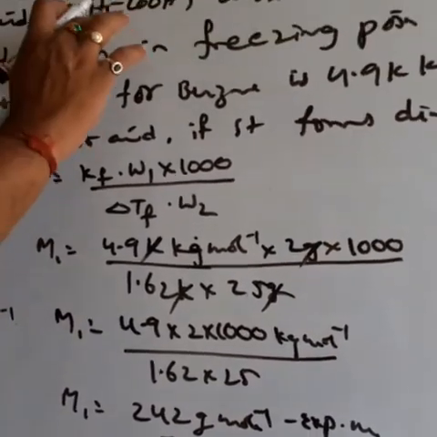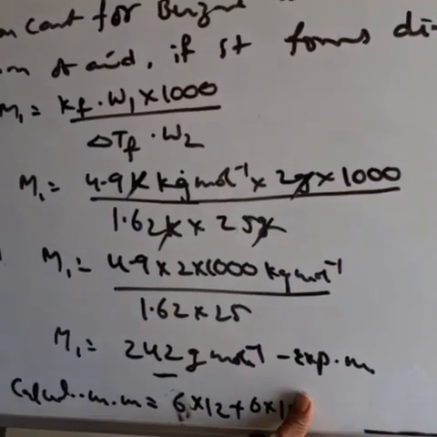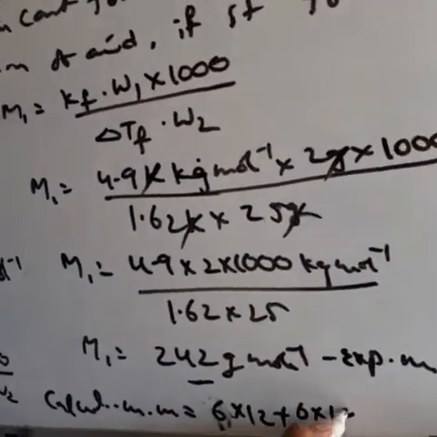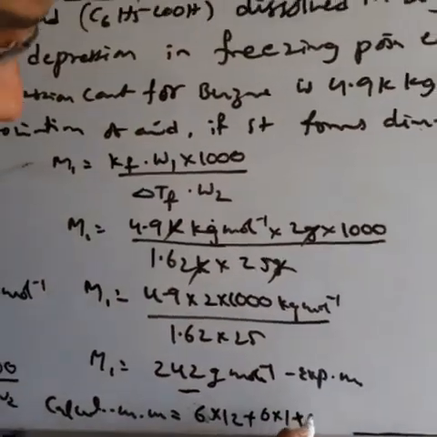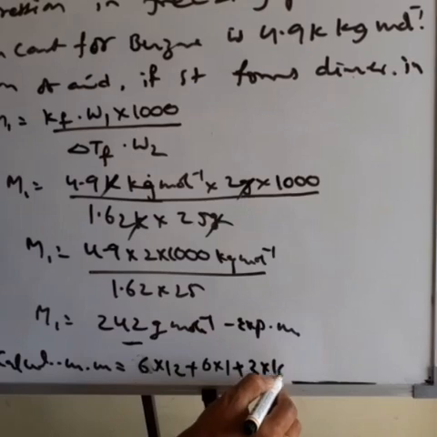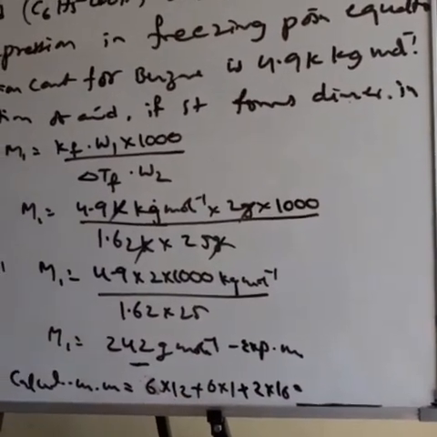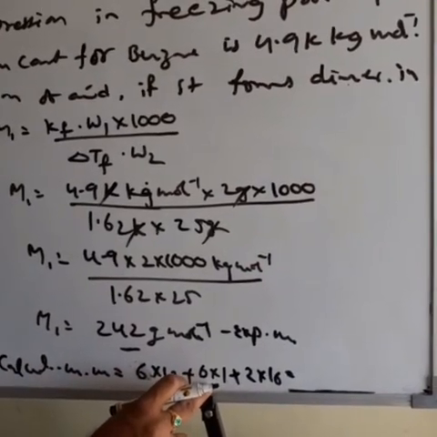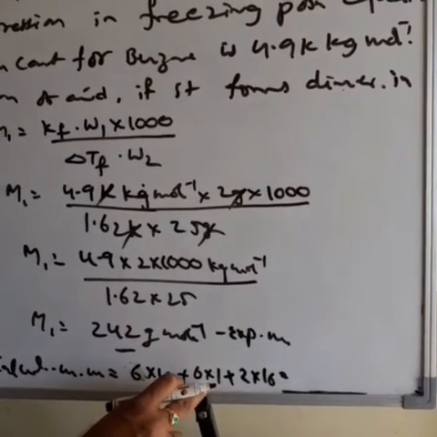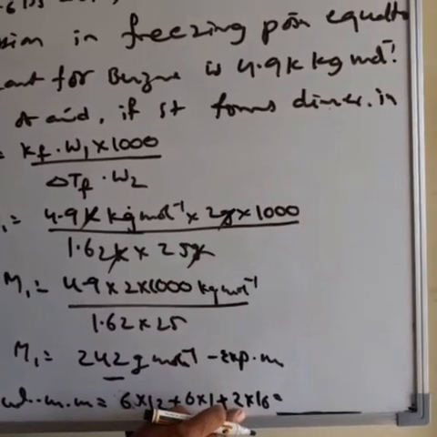72 plus 6 hydrogens: 6 into 1, 72 plus 6 is 78. Plus 2 oxygens: 2 into 16, 32. 32 plus 78 gives the benzoic acid molecular mass.